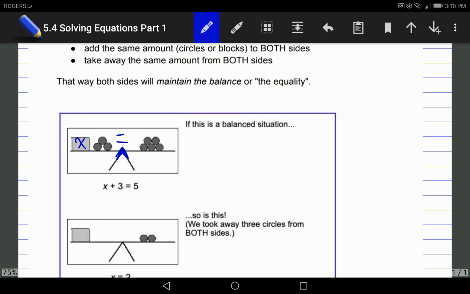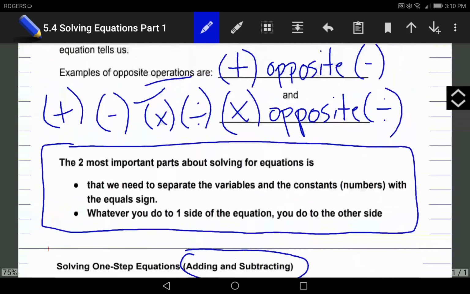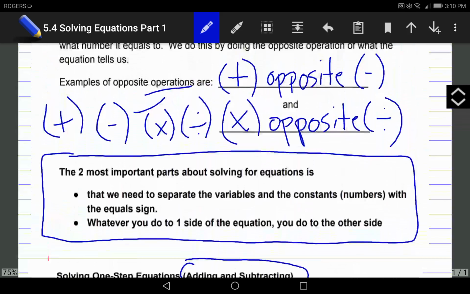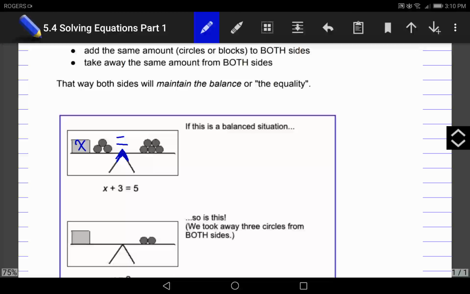Because remember what rule number 1 was. Rule number 1 says we need to separate the variables and the constants. So separate the letters and the numbers with the equal sign. So let's move this plus 3. I don't want it on the same side as the letter. I want it on the other side with the other numbers, or the number 5 in this case. All right, so I want to move that over.